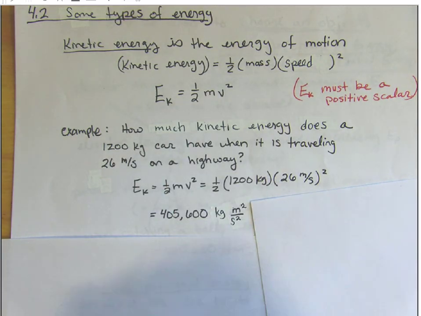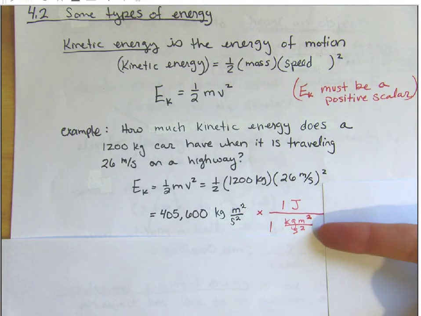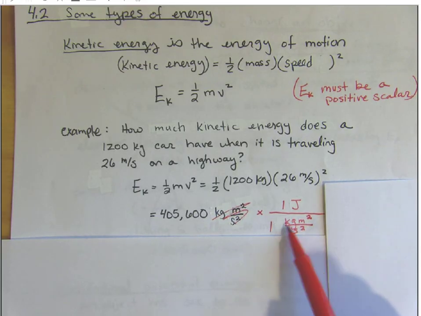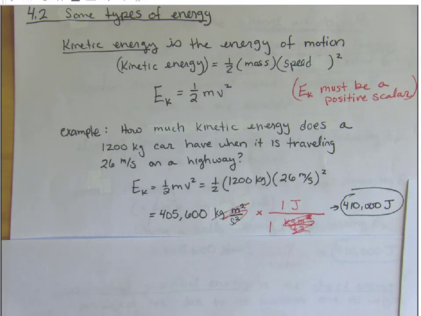So let's just do a quick unit conversion. I can say that 1 joule is equal to 1 kilogram meter squared per second squared. And then these all cancel out with that, so I'm left with 405,600 joules. And then rounding that for just 2 sig figs, 410,000 joules.